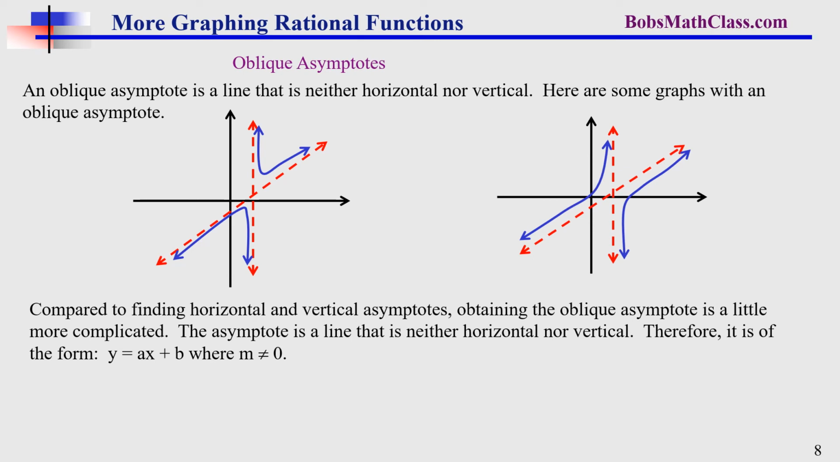Here's some examples of pictures, just little sketches of what we're looking at. We will still have a vertical asymptote, most likely, at least in the examples here. And we will have an oblique asymptote. So that just means it's not vertical and it's not horizontal, it's at an angle.